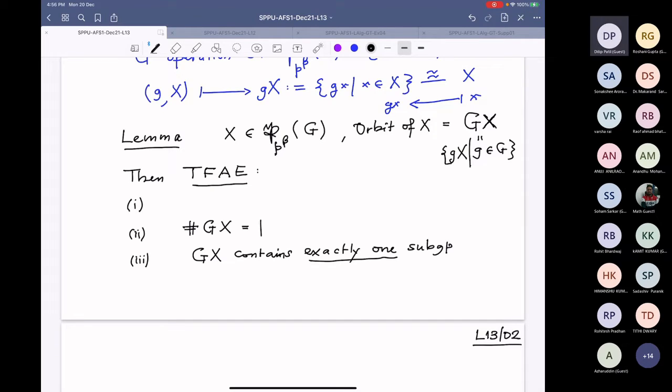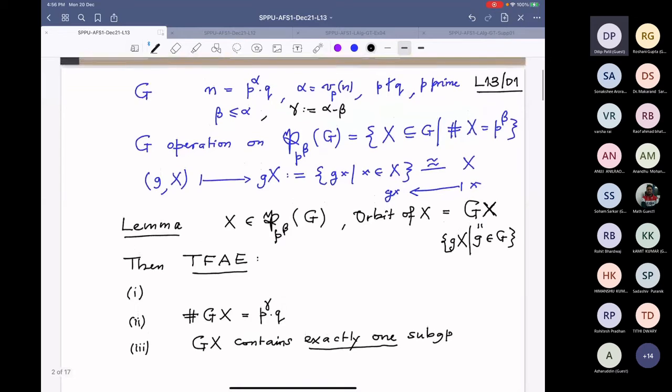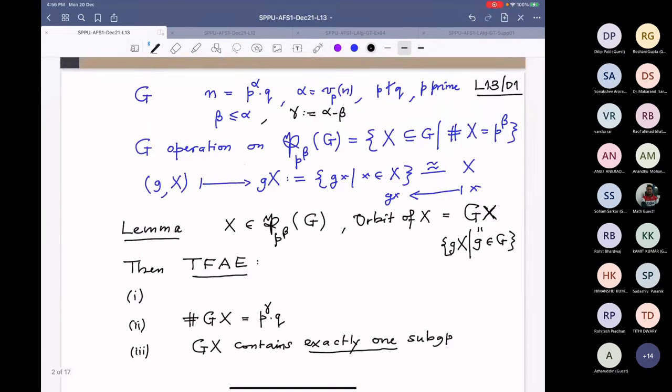should be p power gamma q. Gamma is the difference. So just from the cardinality, you can test whether it contains a subgroup or not. And how many? Exactly 1.